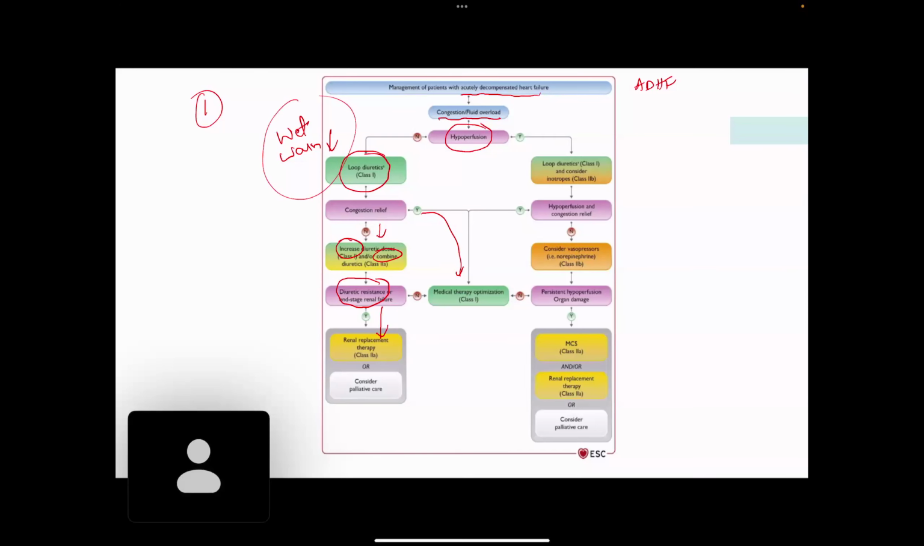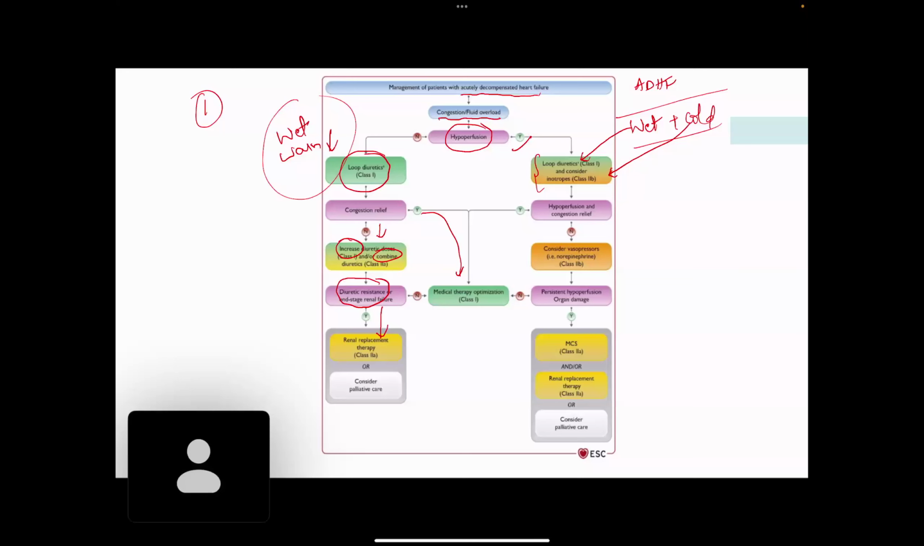Now here, look at the right side. So here the patient is congested, so he is wet, plus the patient is having hypoperfusion. So he is cold. So how do you manage this set of patients? You have to start these patients on inotropes because the patient is having poor perfusion. And since he is wet, start these patients on diuretics. So it's a combination of diuretics plus inotropes in this subset of patients.